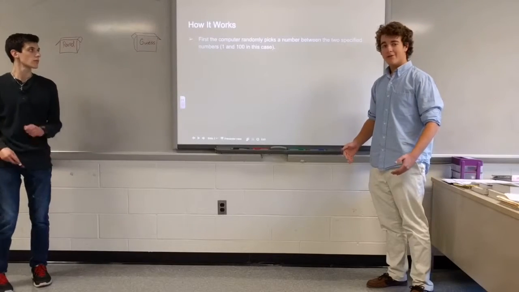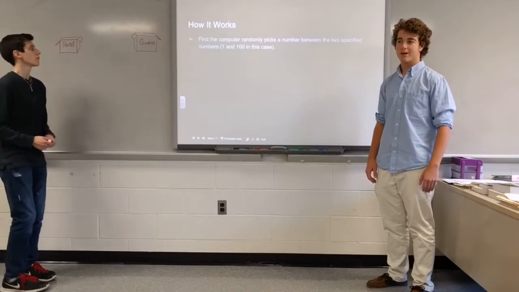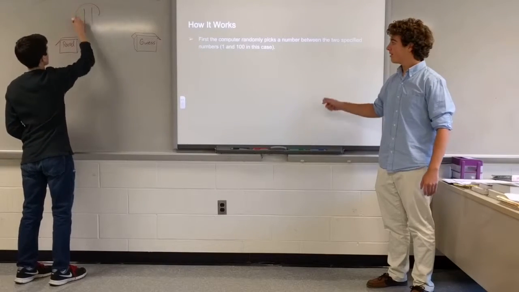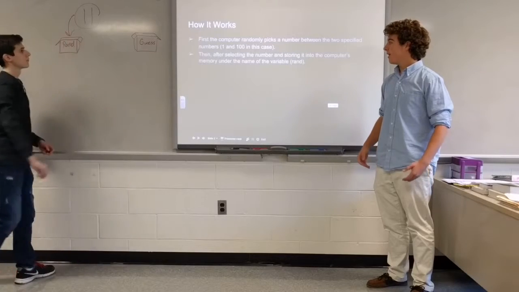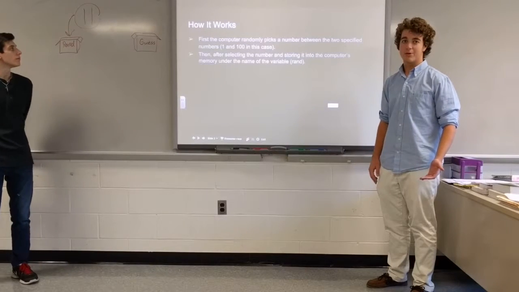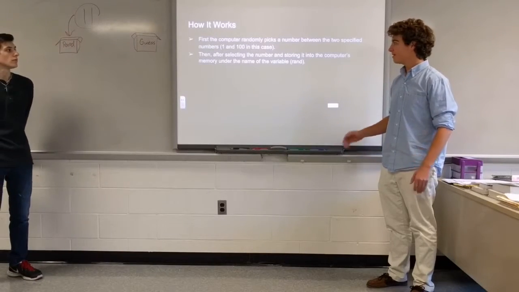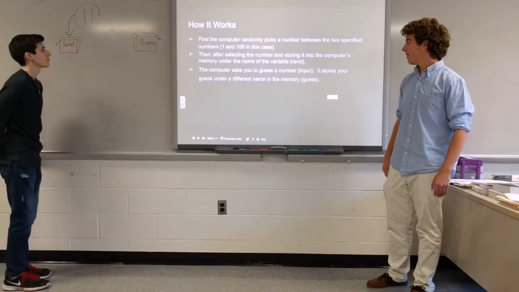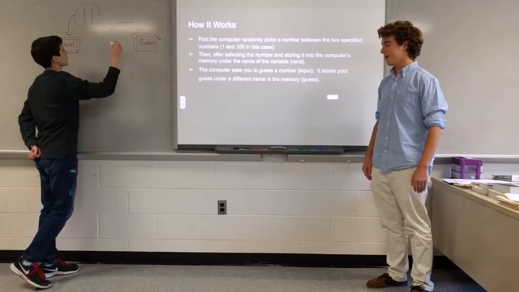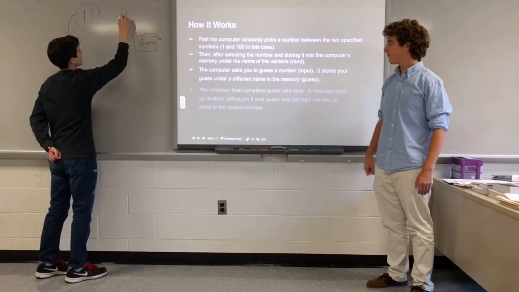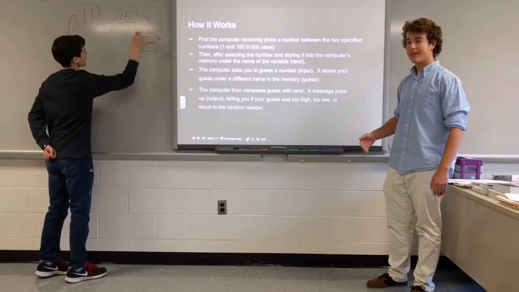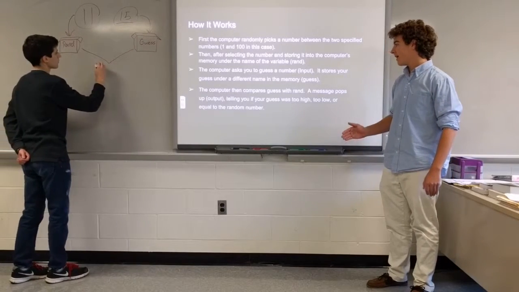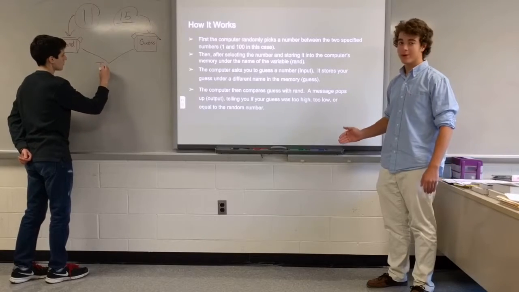So how it works. First, the computer randomly picks a number between 1 and 100. In this case, it's 1 and 100, but it can really be any two numbers. Then, after selecting the number and storing it into the computer's memory under a variable, rand, the computer asks you to guess a number, which is your input. It stores your guess under a different variable in the memory, guess. The computer then compares guess with rand. A message pops up, output, telling you if your guess was too high, too low, or equal to the random number.